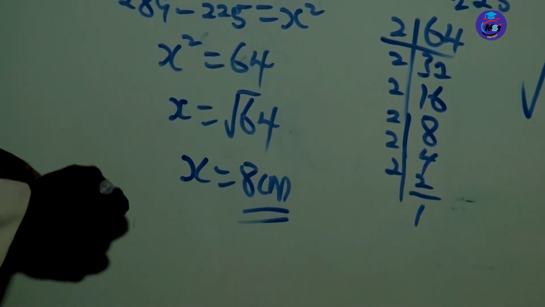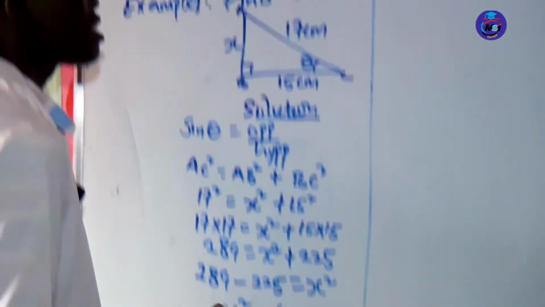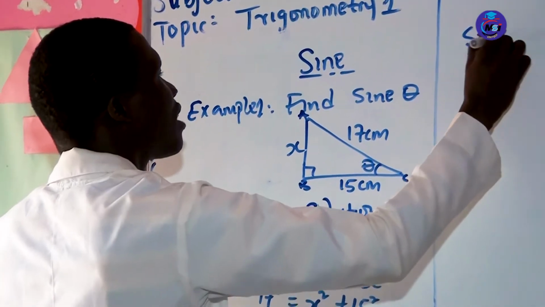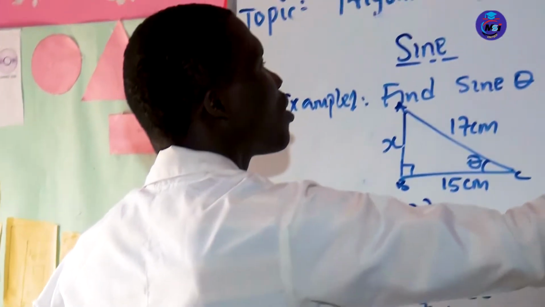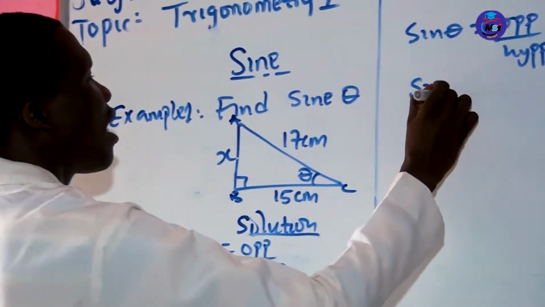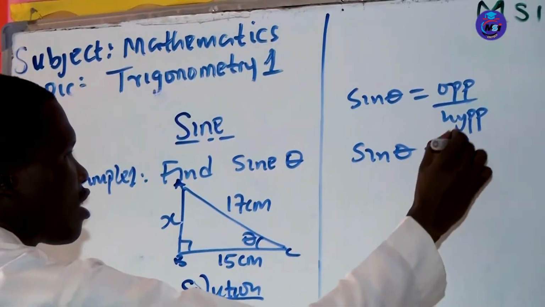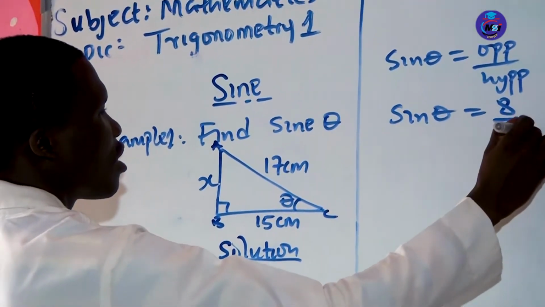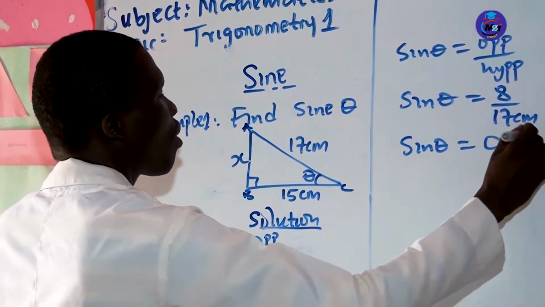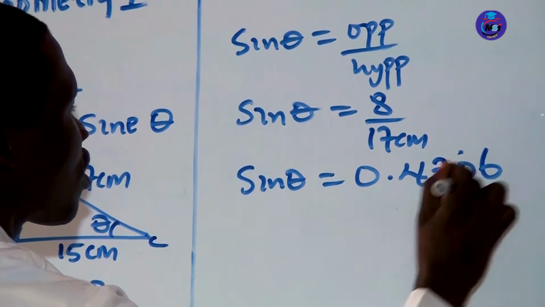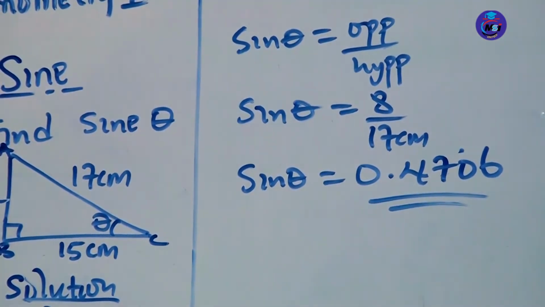Okay. Now the next thing to do is to find sine theta. Remember, sine theta equals to opposite over hypotenuse. Okay. Sine theta will give us, what is our opposite? Is 8 now. 8, hypotenuse is 17 centimeter. So sine theta will give us 0.4706. So this will be our sine theta. I hope you understand this.